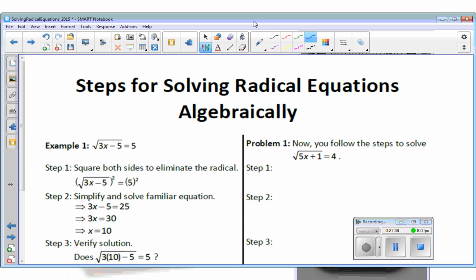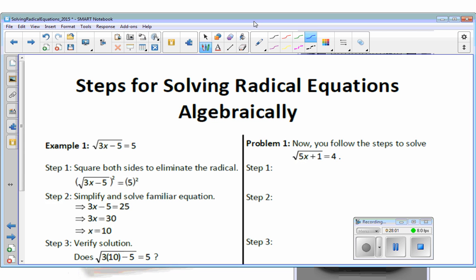Patrick: if you have an index that's not 2, is it considered isolated? It is. We'll get to that. That's a really good question. If the index isn't 2, like let's say it was 3, you would actually cube both sides. If the index was 4, you would raise both sides to the 4th power. Great question. All right. So I have the steps on the left.